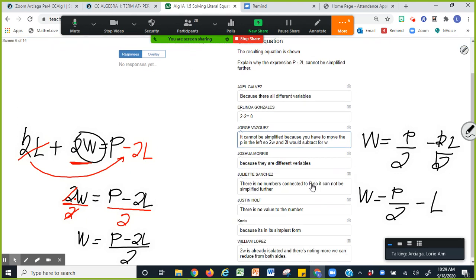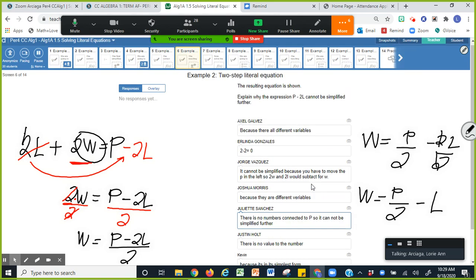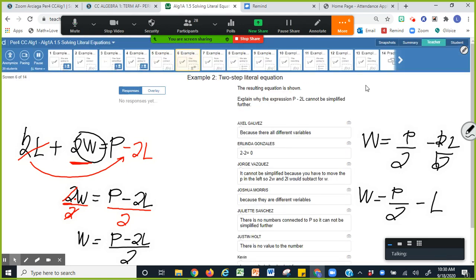But as you can see here, we cannot simplify them anymore because they are not like terms. They don't have the same variable, so they cannot be simplified anymore. If you need to take a picture of that, go ahead so you can type that up next time or over the weekend.